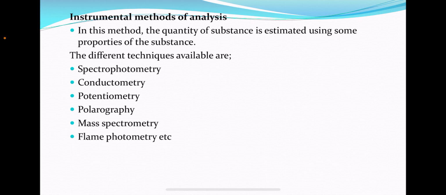And next, we studied about post precipitation. What is meant by post precipitation? It is the precipitation of an impurity after the main precipitate has been formed. So post precipitation also introduces appreciable error. So this was what is meant by post precipitation.